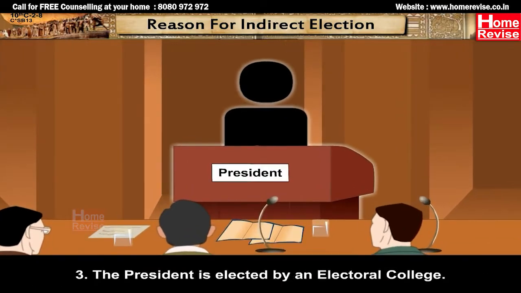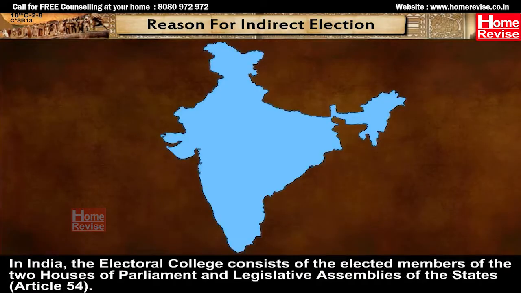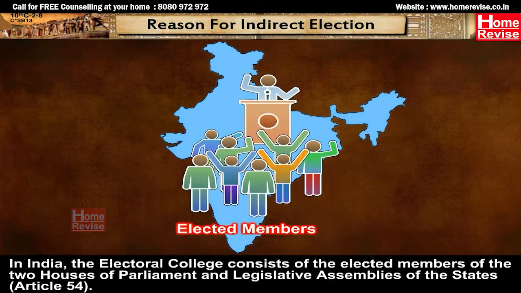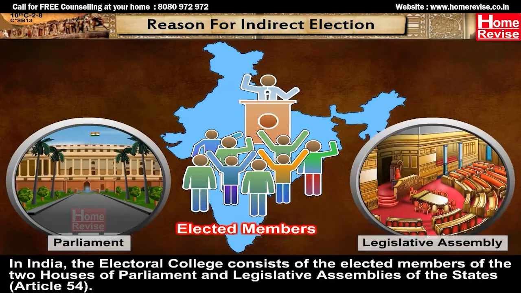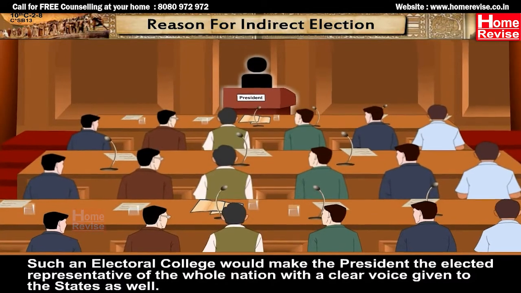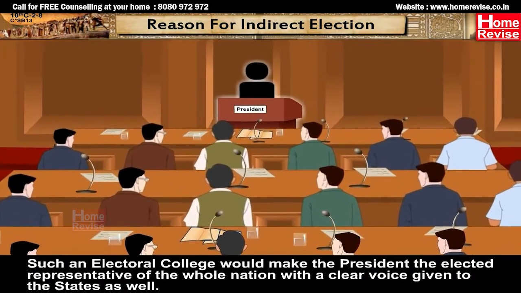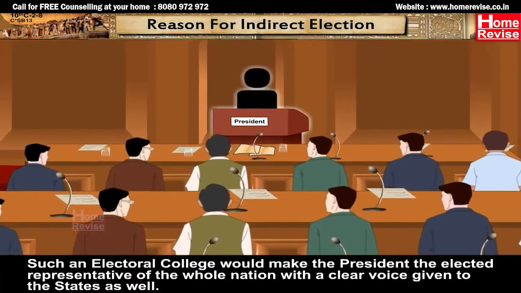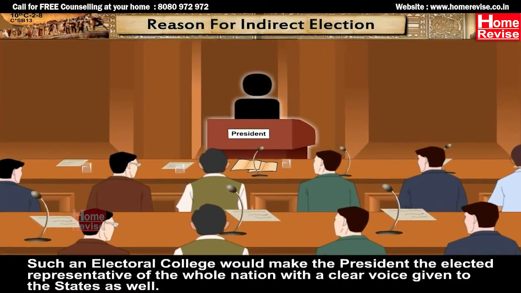3. The president is elected by an electoral college. In India, the electoral college consists of the elected members of the two houses of parliament and legislative assemblies of the states, Article 54. Such an electoral college would make the president the elected representative of the whole nation with a clear voice given to the states as well.